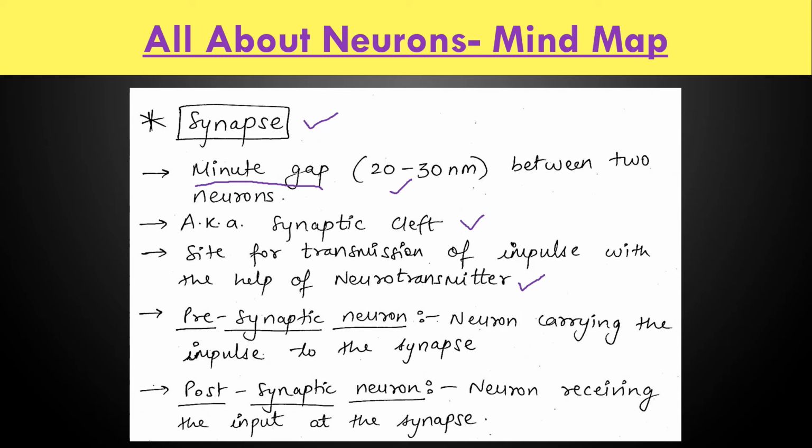So we have these two types of neurons. The presynaptic neurons are the first neurons which carry the impulse to the synapse, and the second one are the postsynaptic neurons. These are the neurons which receive the input at the synapse.